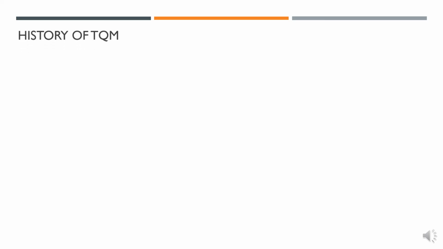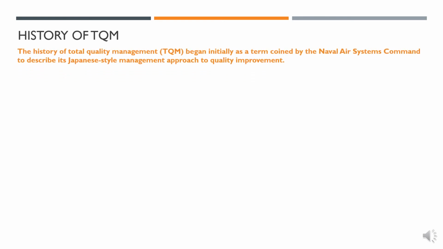So how and when did TQM start? The history of total quality management began initially as a term coined by the Naval Air System Command to describe its Japanese-style management approach to quality improvement, an umbrella methodology for continually improving the quality of all processes.